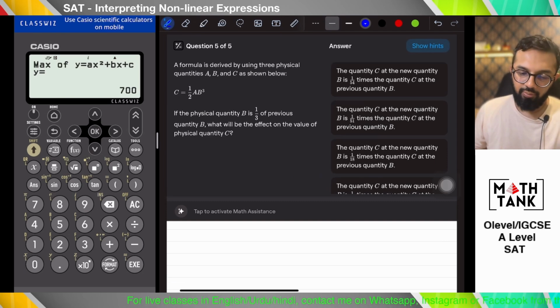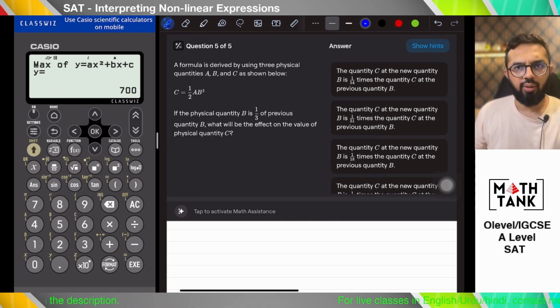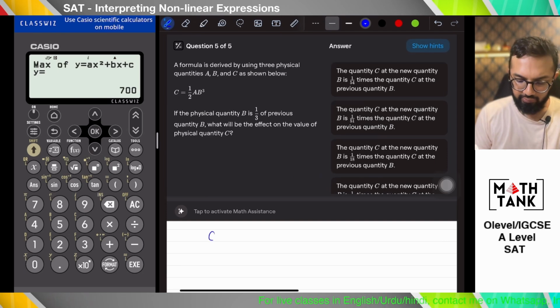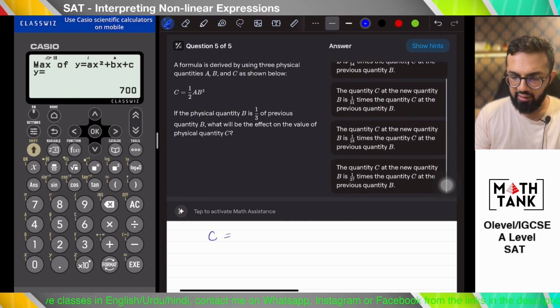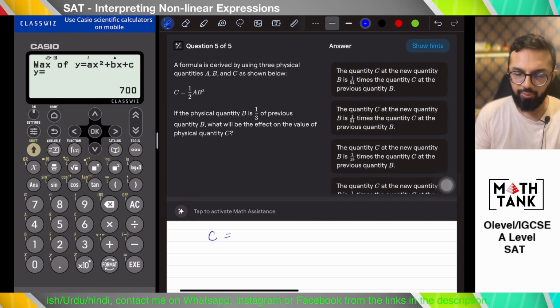A formula is derived by using three physical quantities A, B, and C as shown. If the physical quantity B is one third of the previous quantity B, what will be the effect on the value of physical quantity C? One thing I can do is take numbers, or I can say that it's 1 over 3 and it's being cubed, so it's going to be 1 over 27 of the previous value. That's difficult to understand.